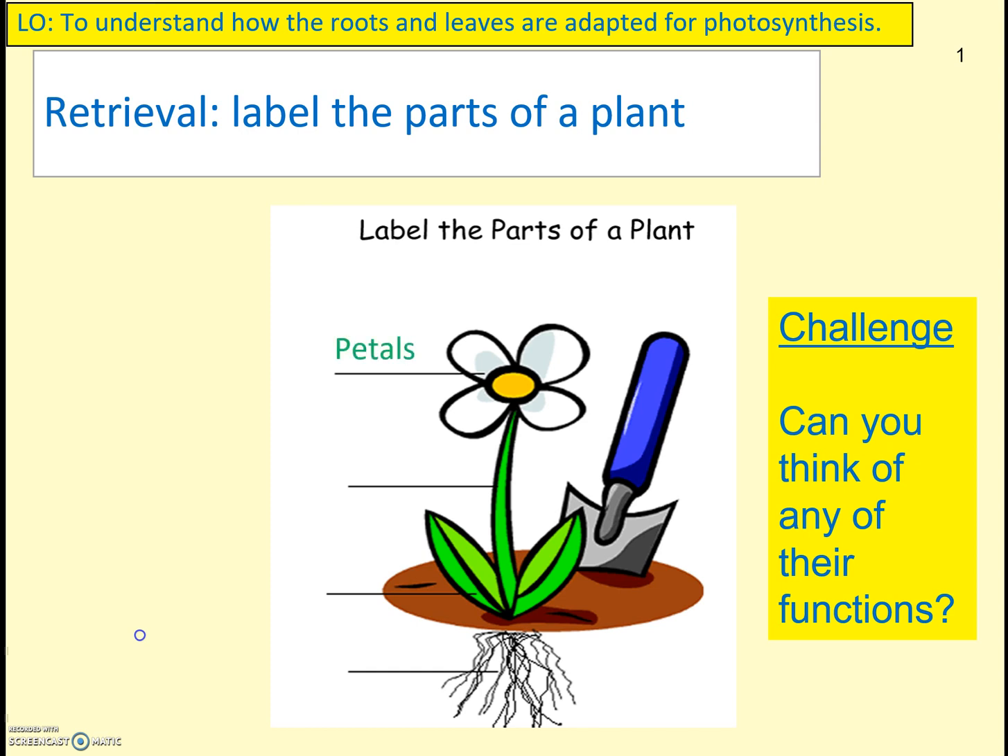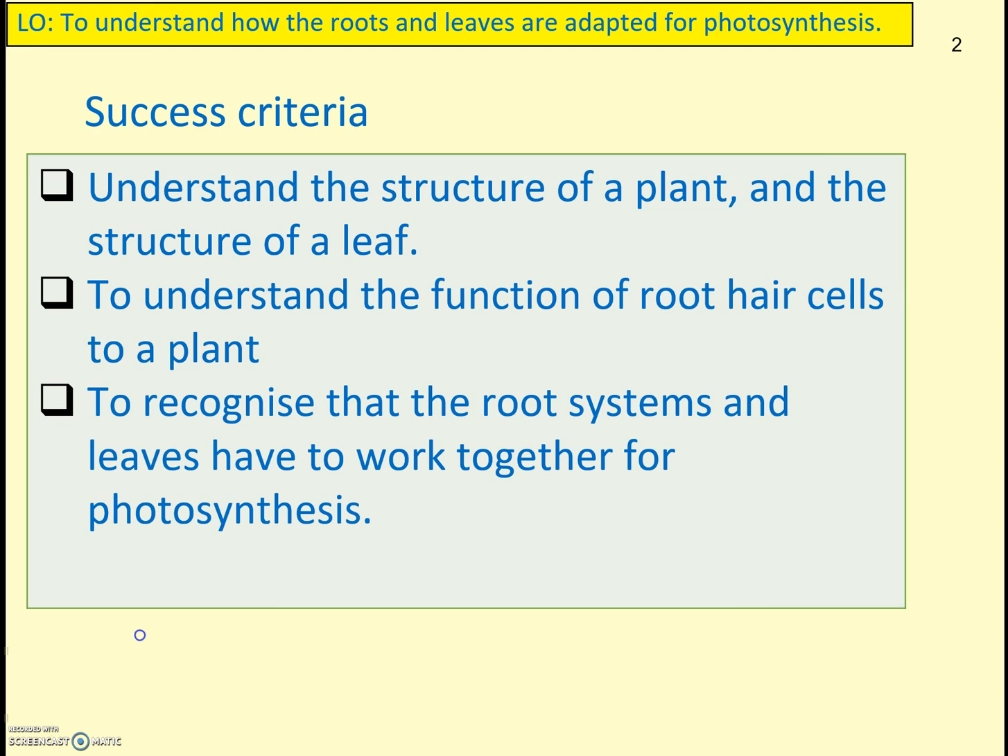Well done, Year Sevens. You should have identified the petals, which are modified leaves that surround the reproductive parts of flowers. They're often brightly colored or unusually shaped to attract pollinators, including bees. The stem, which gives support to the plant. The leaves, where photosynthesis takes place, where plants make their own food. We will be looking at that in more detail. And the roots, which anchor the plant to the ground whilst absorbing minerals and water from the soil.